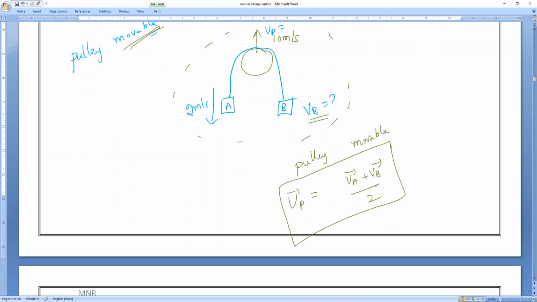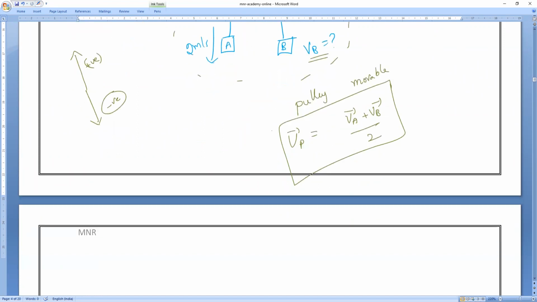But if you want to apply the shortcut formula, one thing you should remember: anything going upward, positive or negative? Positive. Anything coming downwards, we will take it as negative. So now, if I supply these values, what is the velocity of the pulley? Plus 10 equals velocity of A in the downward direction, so minus 2.